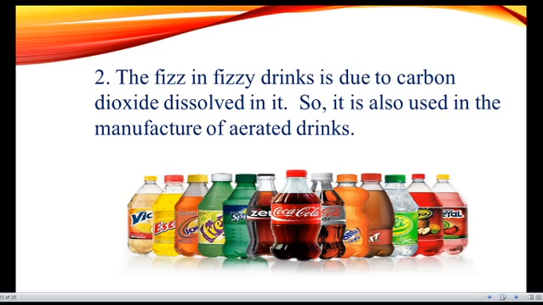So that's why we have a sour taste on our tongue. Okay, and we can also hear a fizzy sound due to the liberation of carbon dioxide.